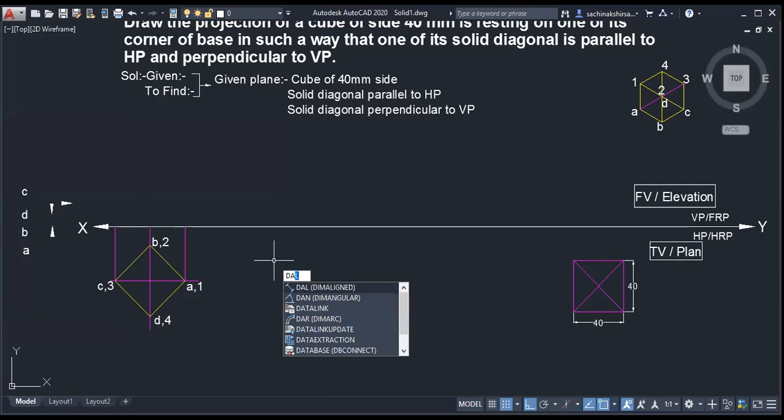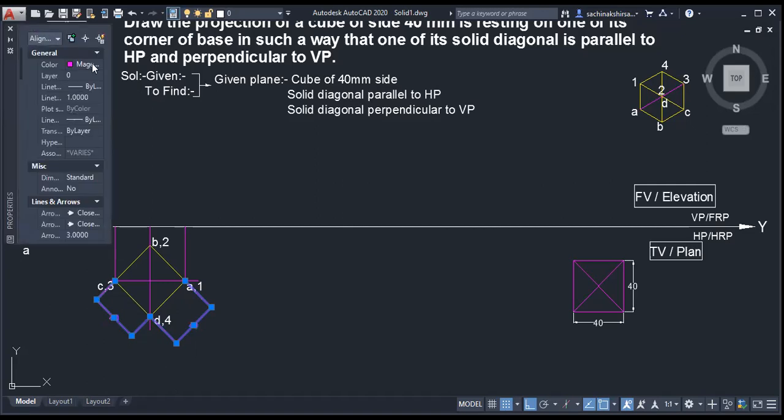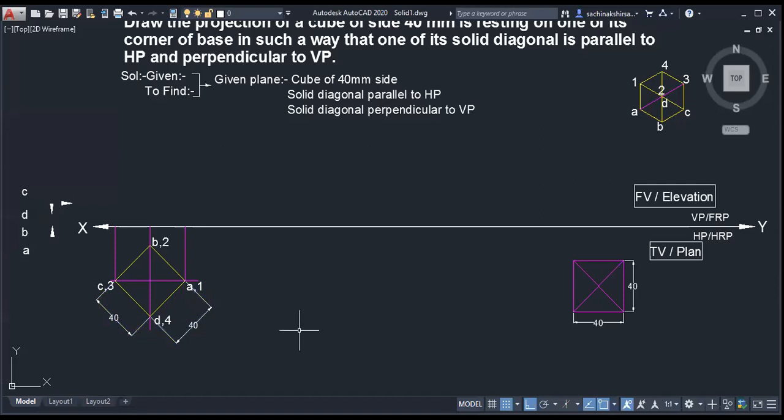Whether it will be 40? Yes, sir. How come? Because the given solid is a cube, all dimensions will be the same, and it will be 40. So from this, let us take how much? 40, no? 40. From here again 40. Complete.